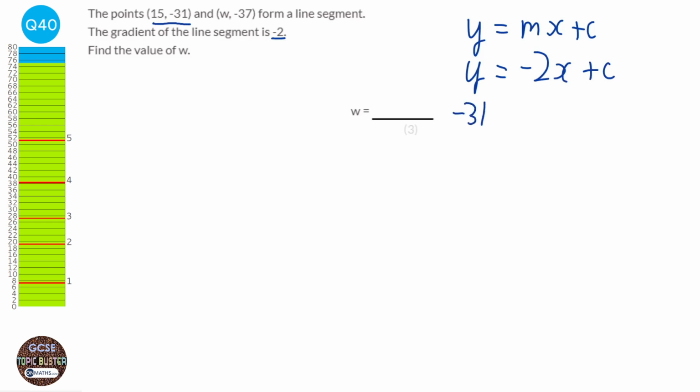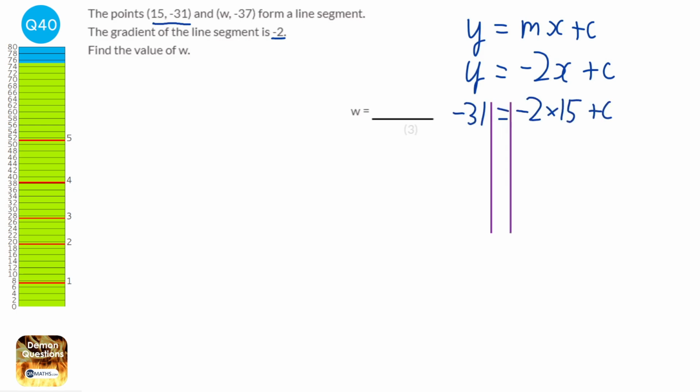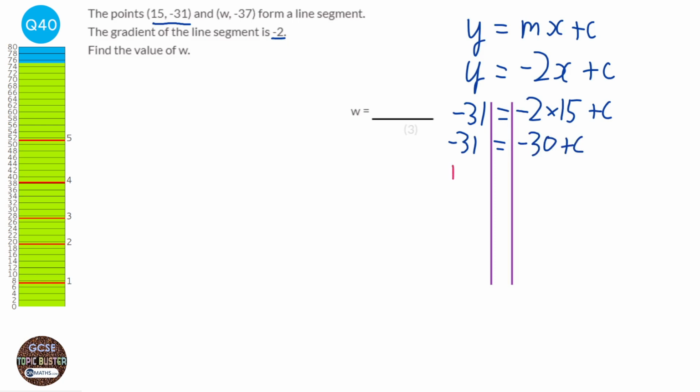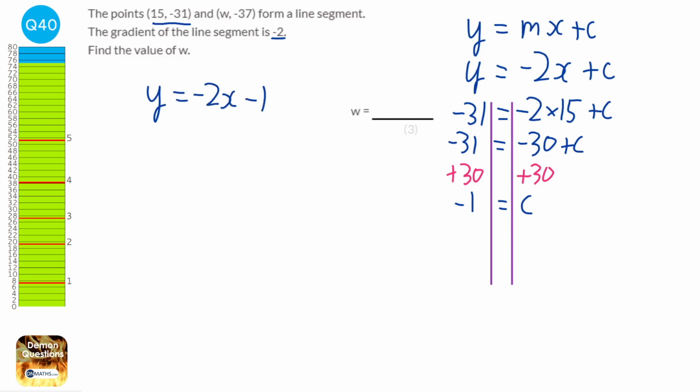So y is -31 and x is 15. And we're going to use this to solve and find out what c is. So first thing I'm going to do is, well, just tidy this up. 2 times 15 is 30, so -30 plus c. And I'm just going to add 30 to both sides to get c on its own. So that would be -1 equals c. So c is -1. So we now know that the equation is y equals -2x minus 1.